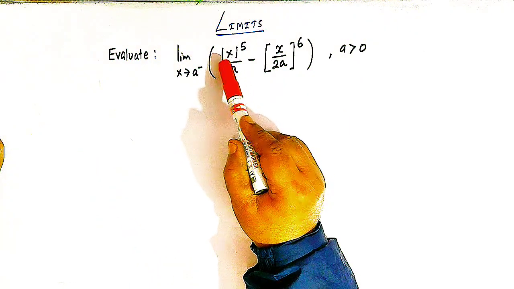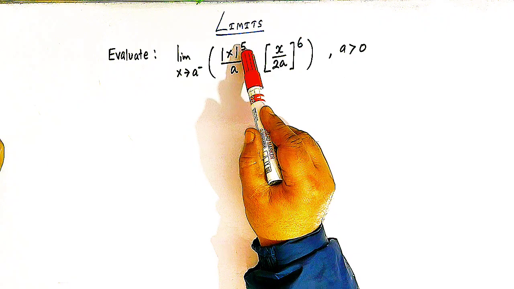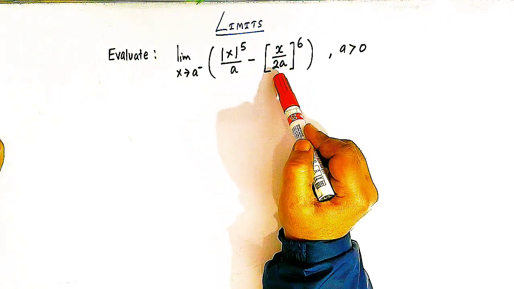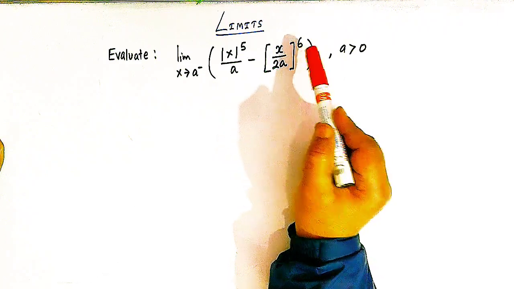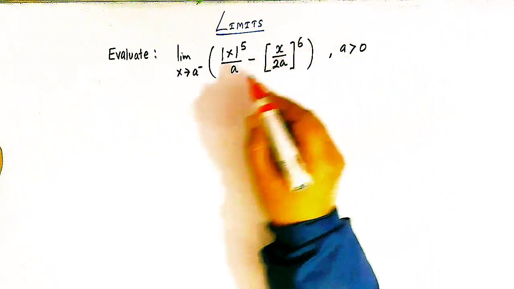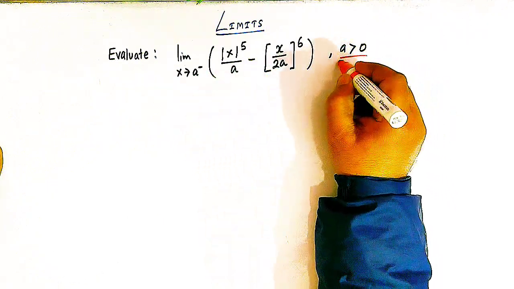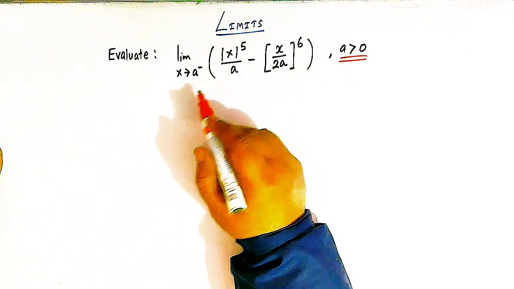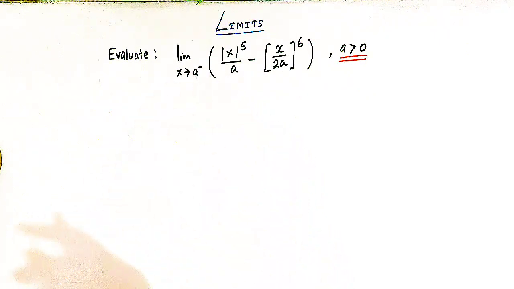And the function is the mod of x raised to 5 divided by a minus the greatest integer of x over 2a raised to 6. The important thing is that here this quantity a is greater than 0. So it means a is a positive quantity. So let us see how we can simply evaluate this limit by using the concept of greatest integer function and mod function. So let us start.